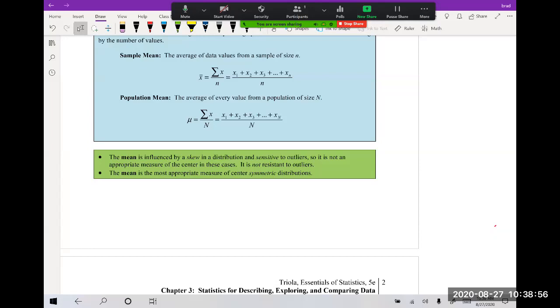So a lot of times the mean is really good for nice data like this. Normal distribution or something that's approximately normal. I mean, you could still try to use it, but skewness can cause problems. So in those cases, when there's skewness, you might look into the median. So the mean is the most appropriate measure of center for a symmetric distribution.